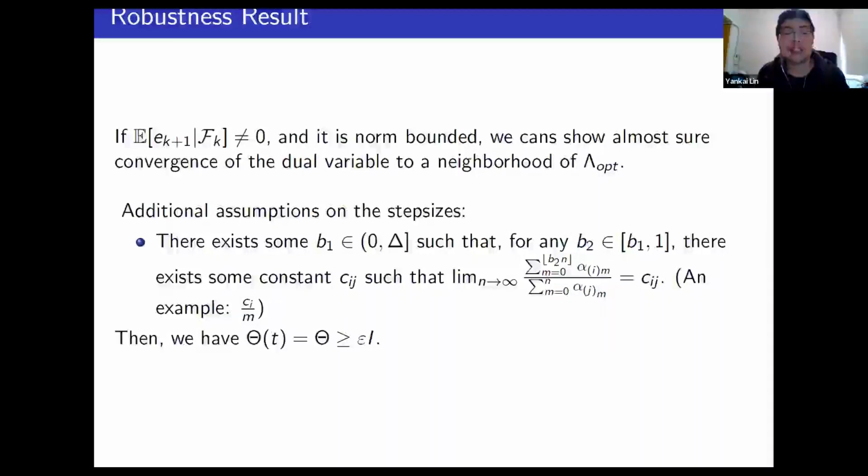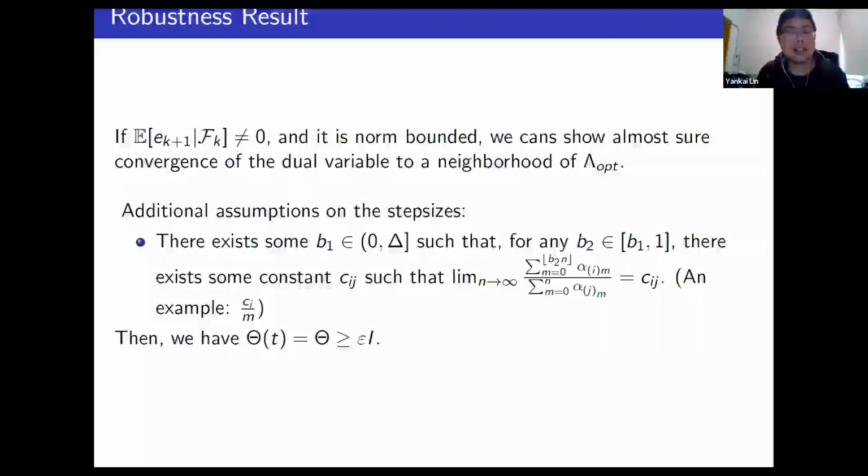One example is that you choose Ci over M, and you choose this type of step sizes for all components, and it's going to satisfy the assumptions. Even if they're not synchronized, updating with different frequencies, as long as the updating scheme satisfies the infinitely often assumptions we stated before, then it satisfies this balanced step size assumption.